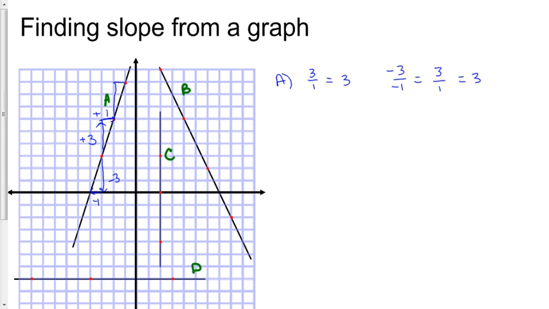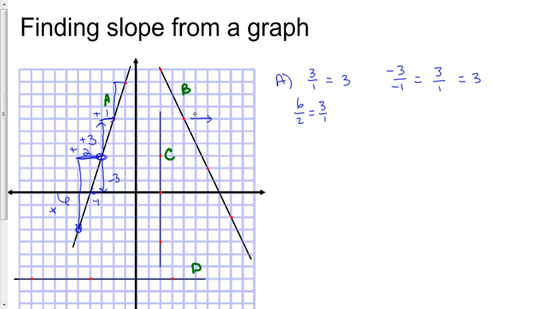So it doesn't matter which points you pick on that line. If I picked points that were further apart, like if I'd picked these 2 points and calculated the slope, then my run would be 2 and my rise would be 6. But notice that it still is going to simplify down when I do 6 over 2 to a 3 over 1 slope.